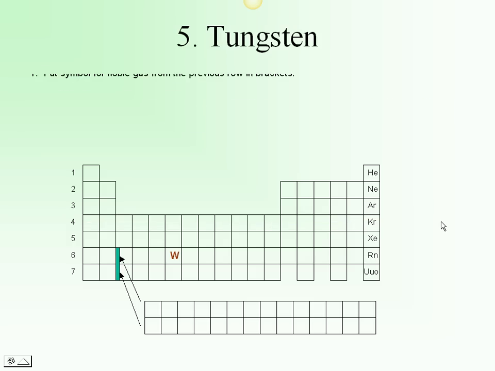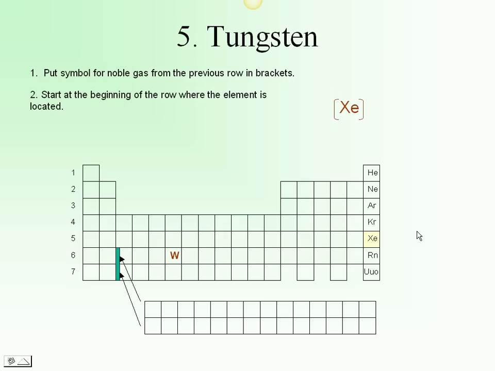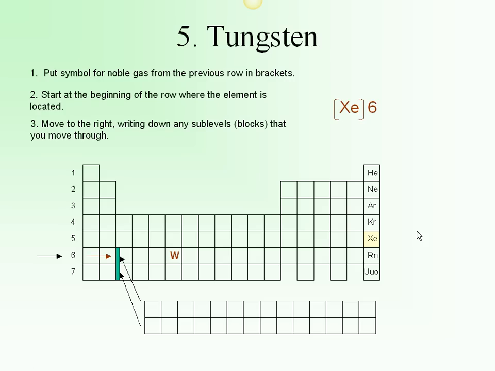Tungsten is the next element. The previous noble gas before that is xenon. We're going to write down, start with the 6s. Then we're going to do the f, 4f. Then we're going to the d orbital, the 5d.